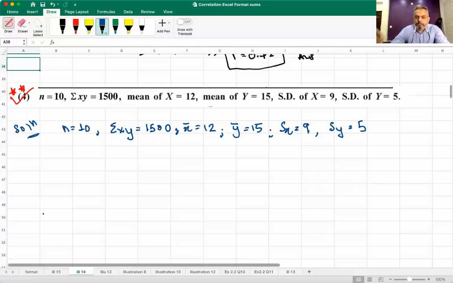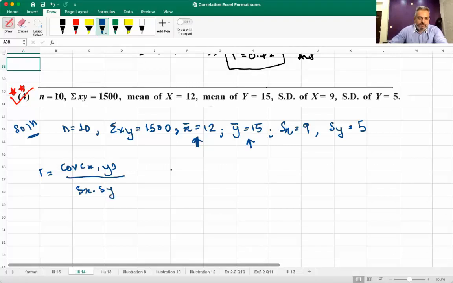Now over here, if we use the second formula, that is n sigma xy minus sigma x into sigma y, we can find sigma x and sigma y easily. But in order to find sigma x square and sigma y square, we have to use standard deviation, and that will become a complex calculation. So over here we are going to use this formula: R is equal to covariance x comma y upon standard deviation of x into standard deviation of y.